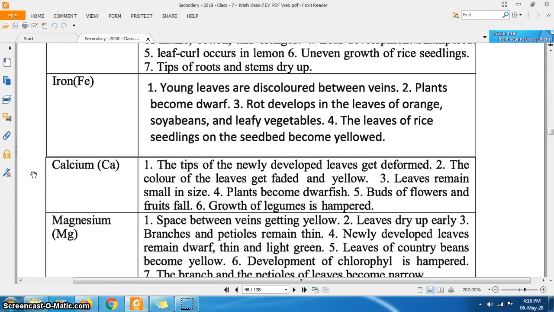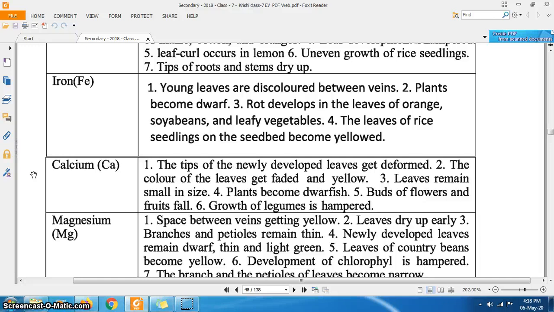Iron: young leaves are discolored between veins. Plants become dwarf. Roots develop in the leaves of orange, soybean, and leafy vegetables. The leaves of rice seedlings on the seedbed become yellow.